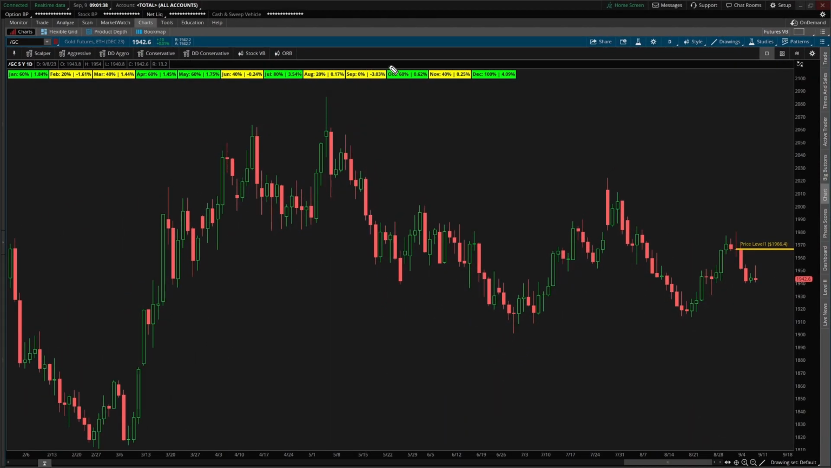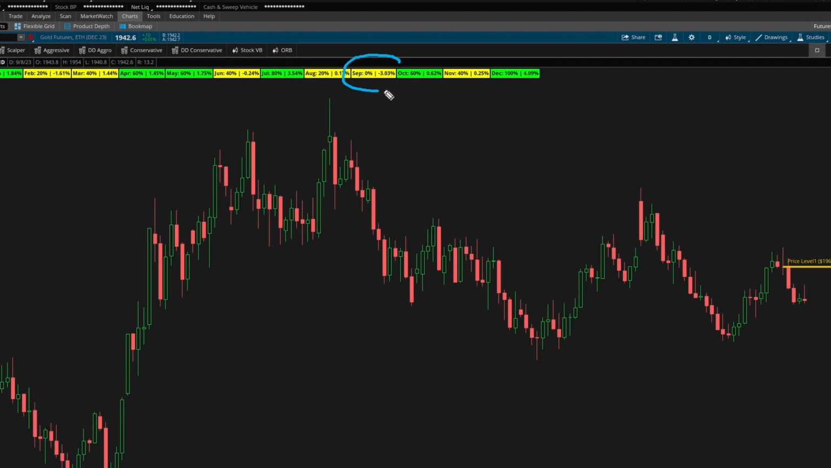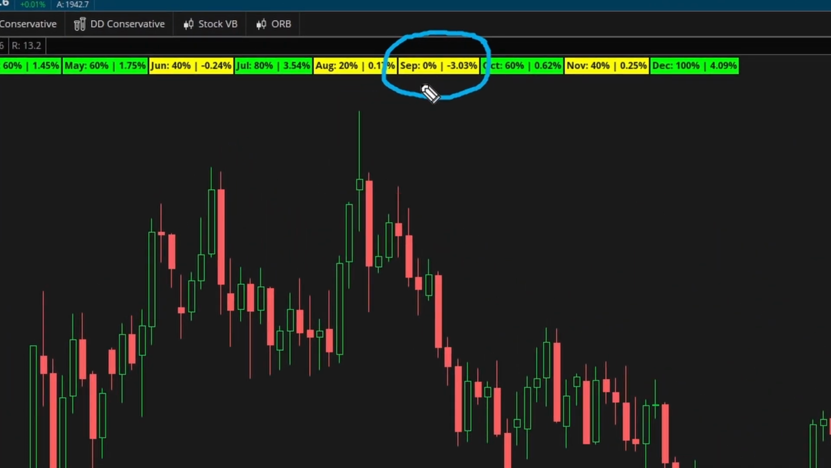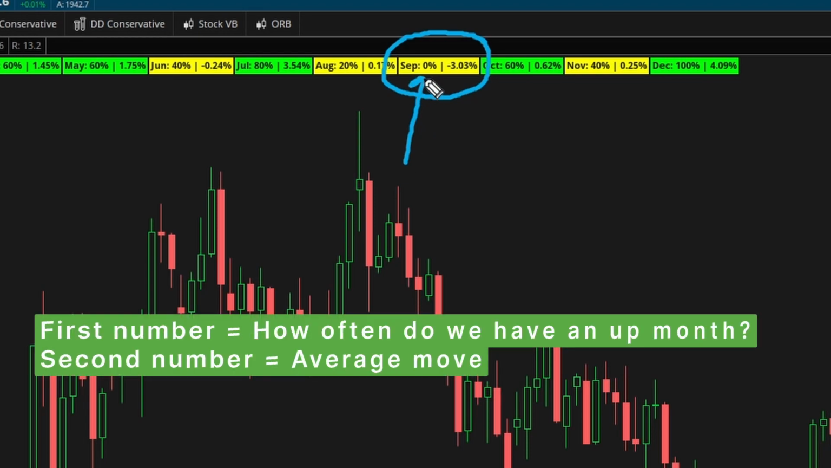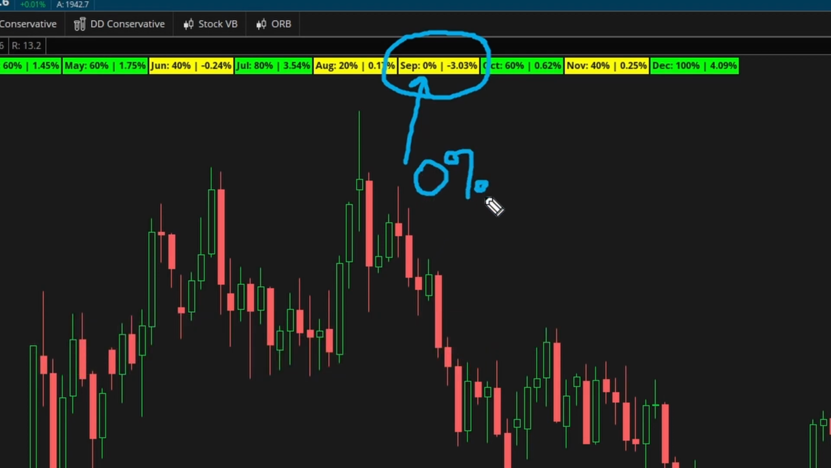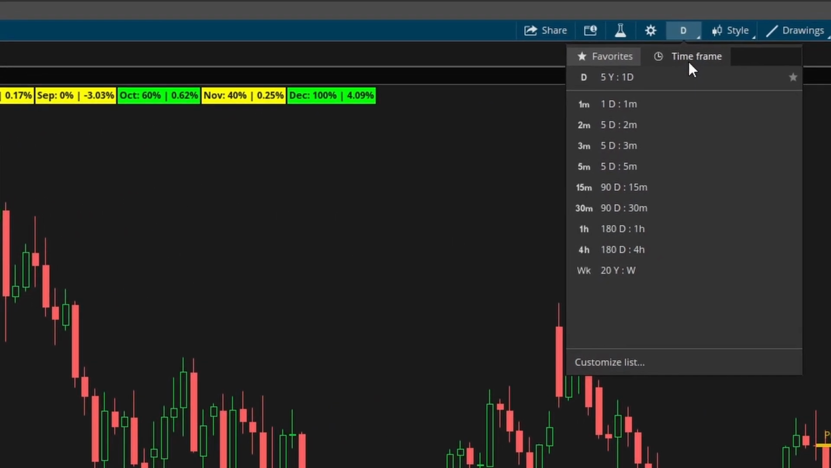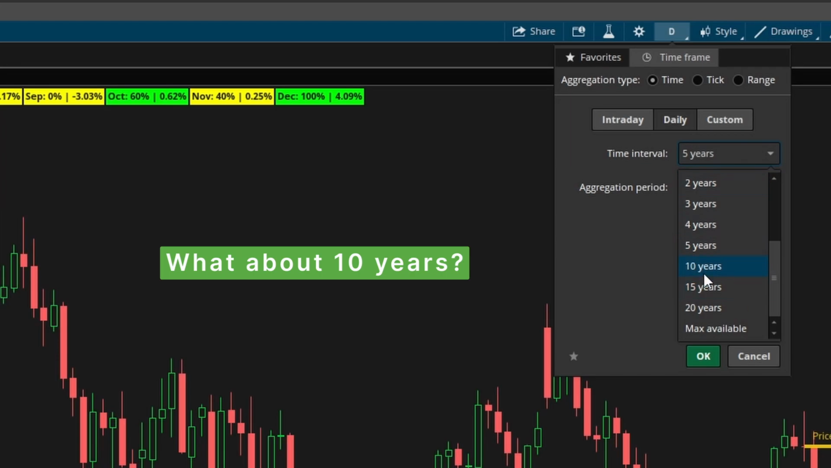Now, inside of our seasonal analysis label for September, we can see two different numbers. The first number, 0%, tells us that over the past 5 years, September has had an up month exactly 0% of the time. Every single month over the past 5 years has been a red month, a down month, and on average, that move has been negative 3%. So we know over the past 5 years, we have a pretty strong bearish bias here. Now you might be wondering, well, that's only over 5 years. What happens if you give this more data?